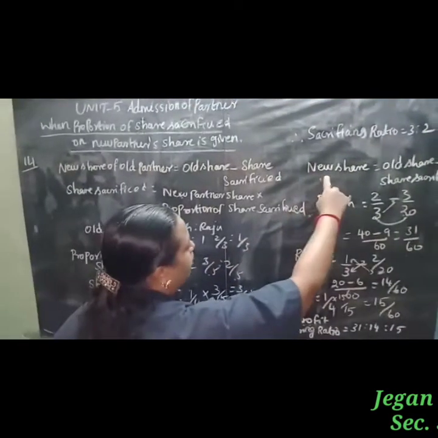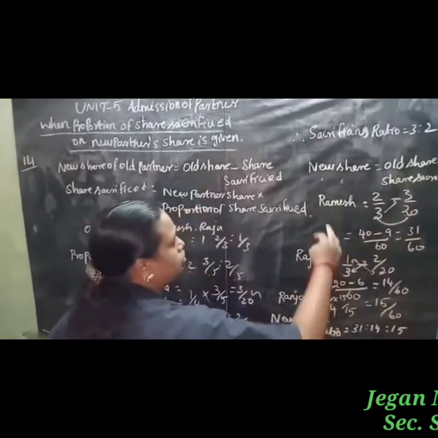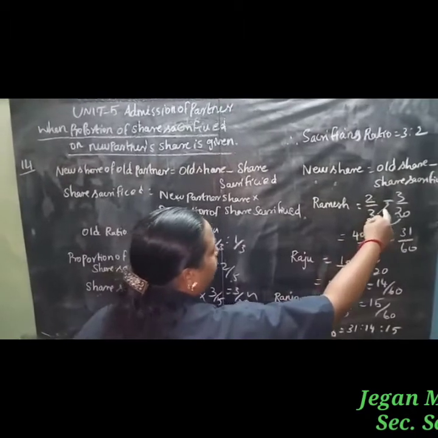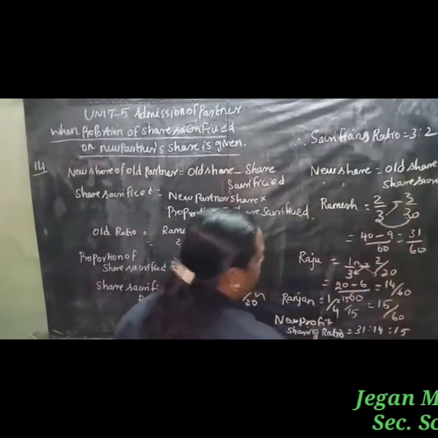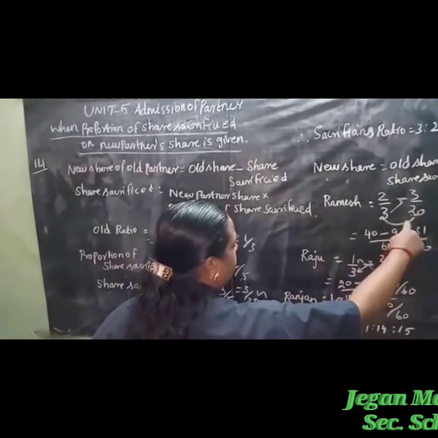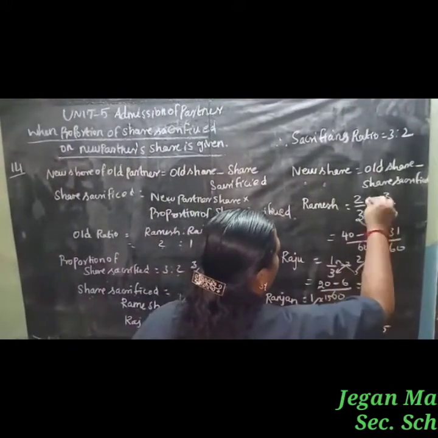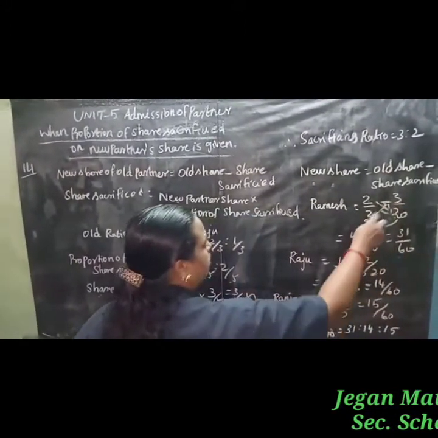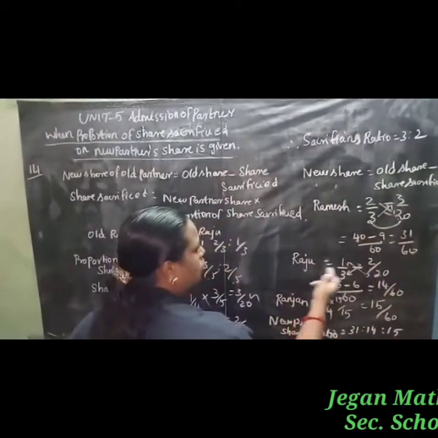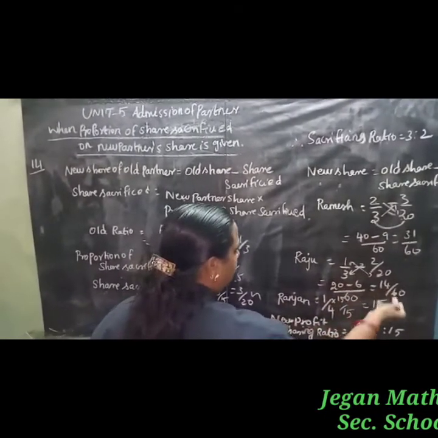Next we have to find out the new share. New share equals old share minus share sacrificed. So new profit ratio for Ramesh equals Ramesh's old share 2/3 minus share sacrifice 3/20. We have to find out the LCM, which is 60. Cross multiplying, 3 2s are 40, 3 3s are 9. So 40 minus 9, 31/60. For Raju, 1/3 minus 2/20, 20 minus 6, 14/60.